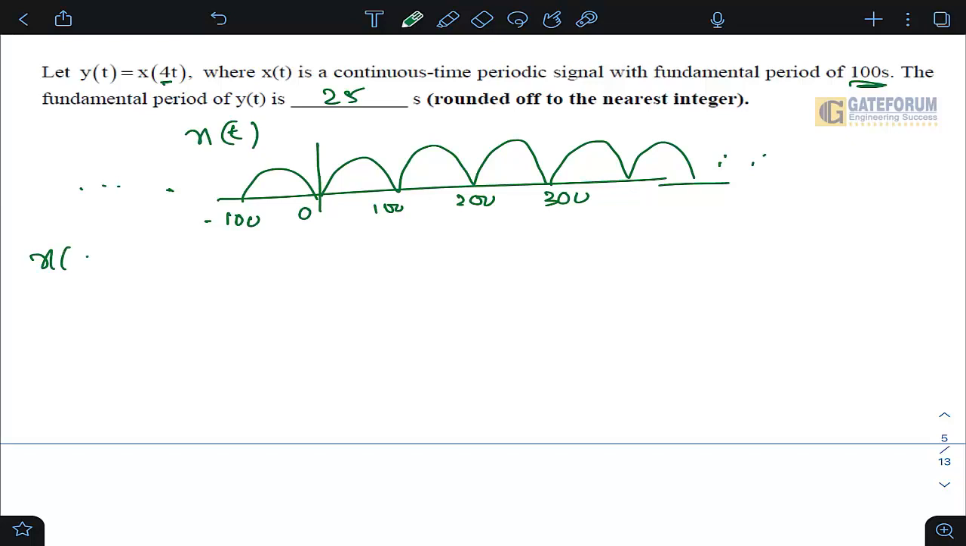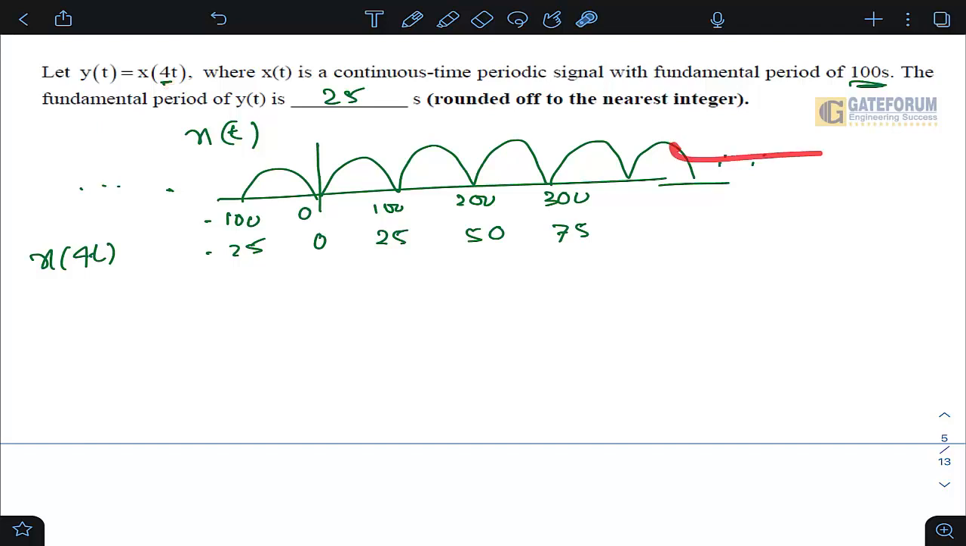Now if I ask you to draw x(4t), what is going to happen? At every time index, you will be dividing by the scaling factor 4. So 0 by 4 is 0, 100 by 4 is 25, 200 by 4 is 50, then 75, and this will be minus 25, and so on. So naturally the period will be this gap, which is 25 seconds. So very simple, right? In time scaling of a periodic signal, the period is reduced by the scaling factor. Here the scaling factor is 4, so the original period 100 by 4 is 25.